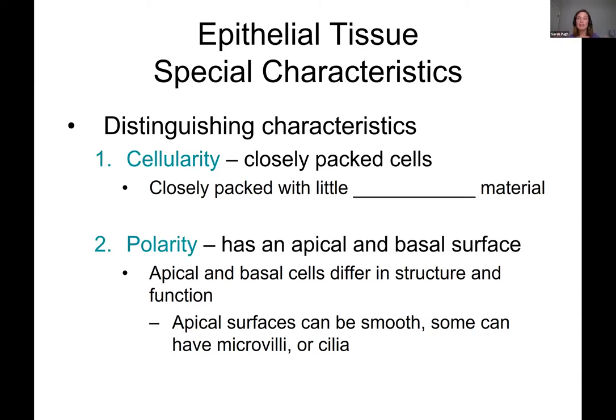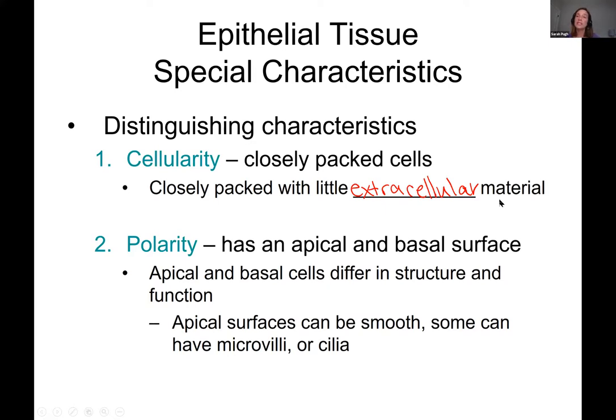When you look at epithelium under a microscope, it just looks like cell next to cell, next to cell, next to cell. So we say that its cells are very closely packed and there is very little extracellular material. Extracellular is exactly what it sounds like it is. Extra meaning other stuff. So there isn't much stuff outside the cells.